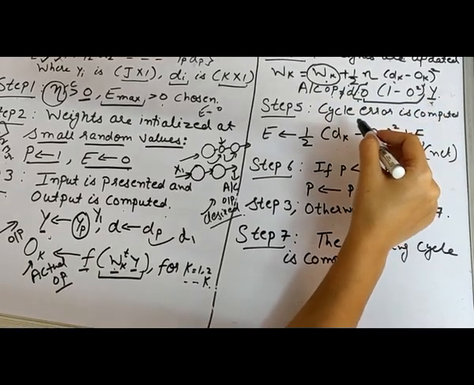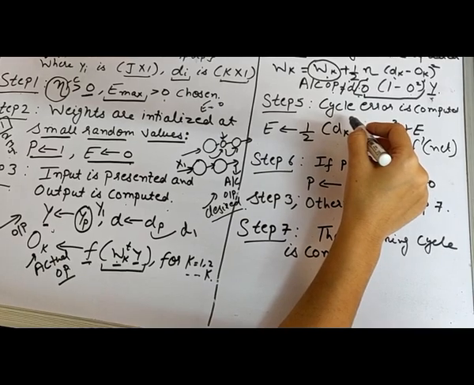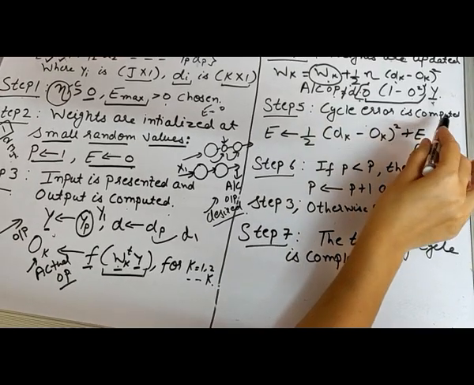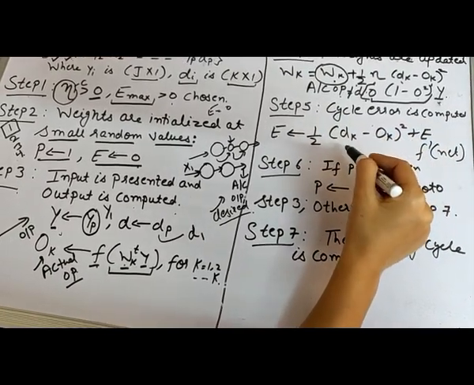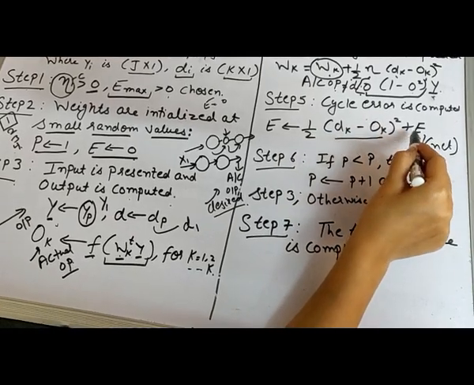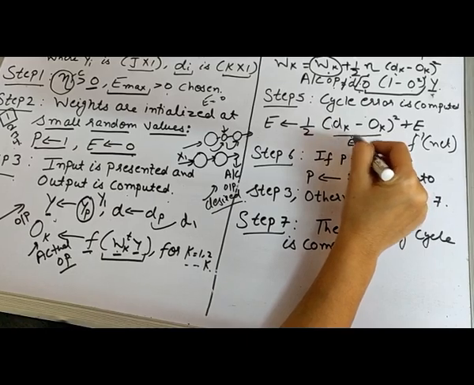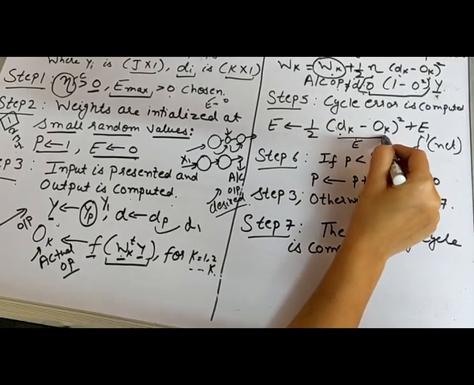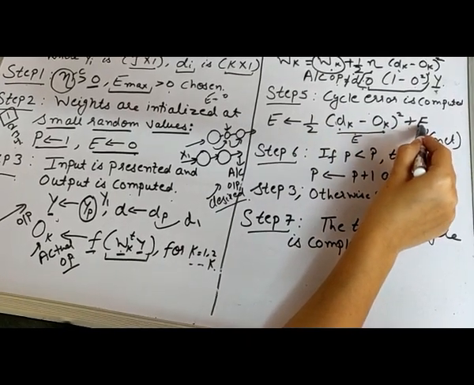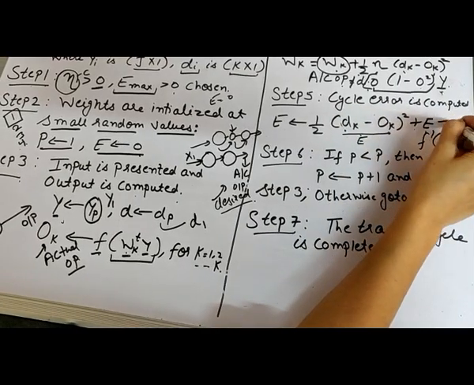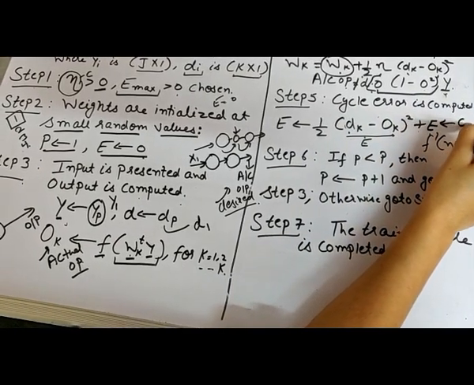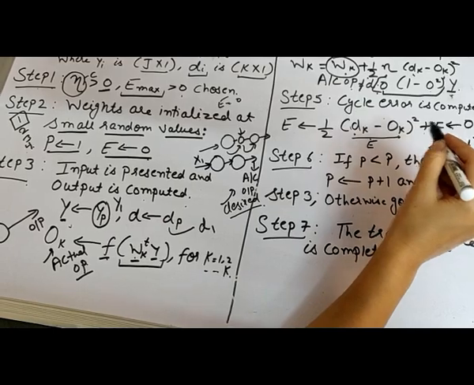Then at step number 5, we are computing a cycle error. Cycle error is computed based on d minus o whole square plus e. Now d minus o whole square is what? It is the error, which is the difference between the desired and the actual output, plus the error which has been generated by the previous layer. If the cycle has just started, we can keep it 0.